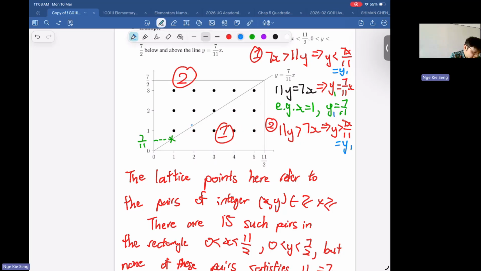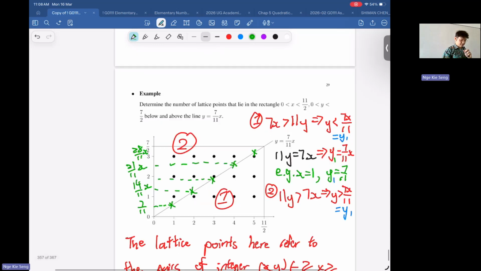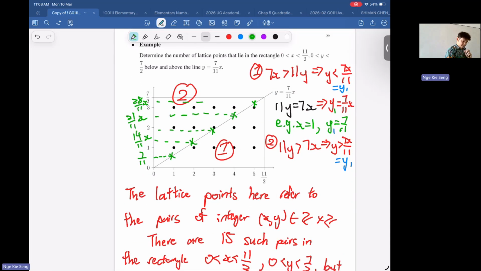So if I put 2 here, what do you expect to get on this line here? It is 14 over 11x. Correct or not? Okay, so if you put 3 here, what do you get? 21 over 11x. And if you put 4 here, what do you get? 28 over 11x. And then all the way up to this 5 here, what do you get? 35 over 11x.